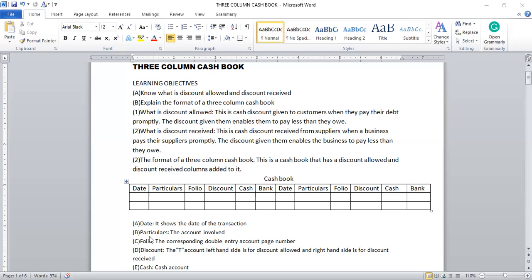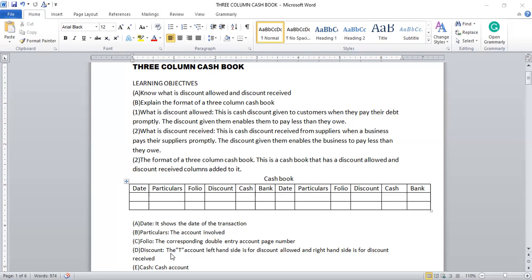Then B, particular. What's the purpose of the particular? We show the account where the corresponding entry can be found. And C, the folio code, the corresponding double entry account page number. So the corresponding entry account, what page number that can be found. That's the purpose of the folio.